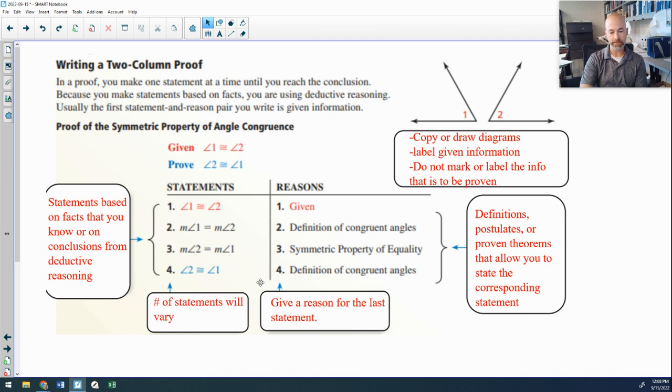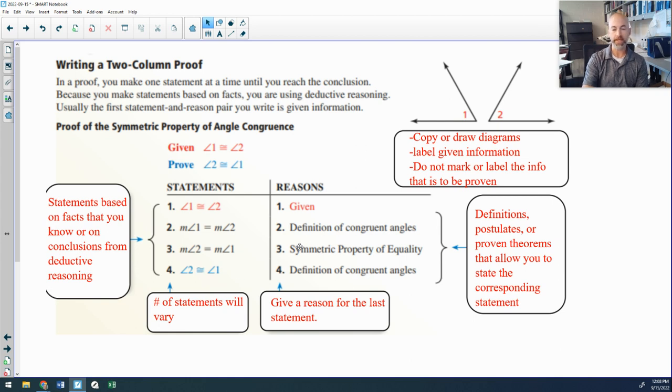And on the last statement, you do want to give a reason for that last statement. I know at the very beginning, the first one is angle 1 is congruent to angle 2. And we know that because they gave us that. That is the given information, and that is going to be the first reason. However, you do not write proven or prove for the last one.